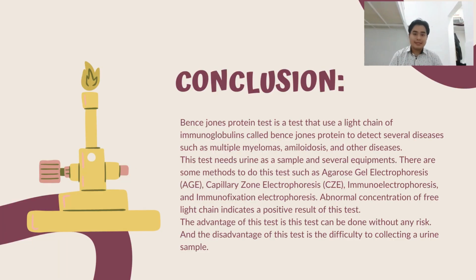The Bence-Jones protein test is a test that uses light chains of immunoglobulins called Bence-Jones protein to detect several diseases and uses urine as a sample. There are some methods to do this test, such as immunoelectrophoresis and immunofixation electrophoresis. Abnormal concentration of free light chains indicates a positive result of this test.